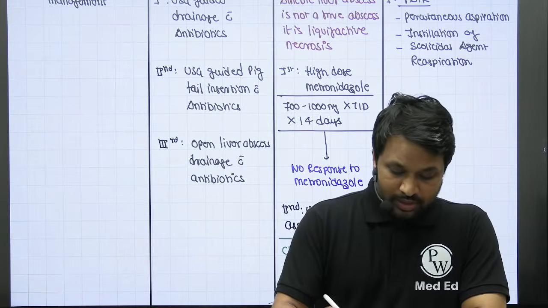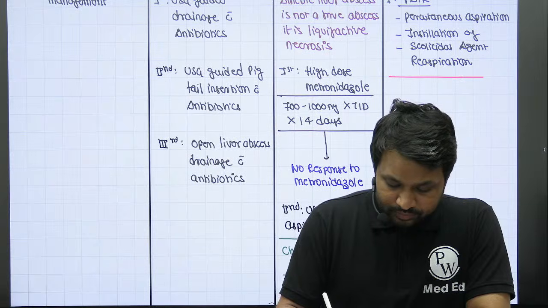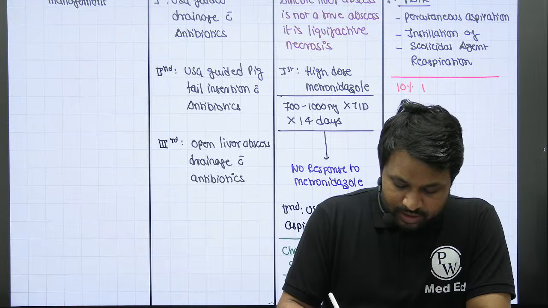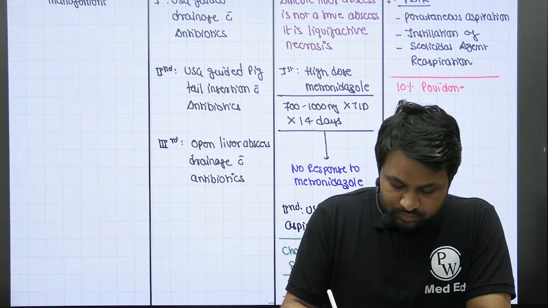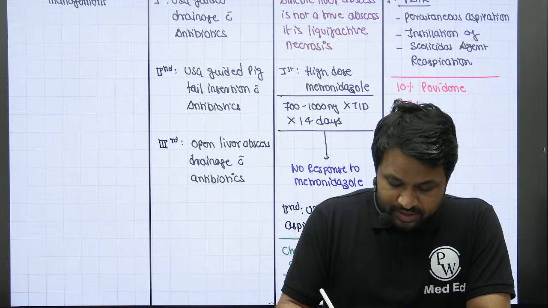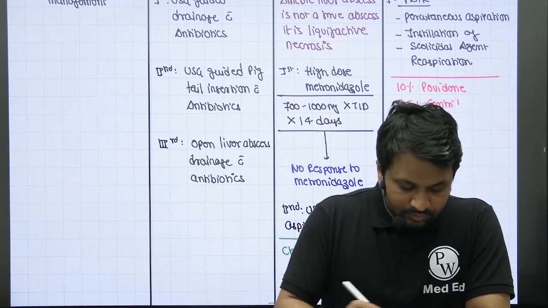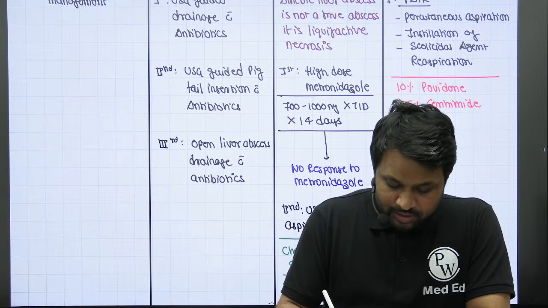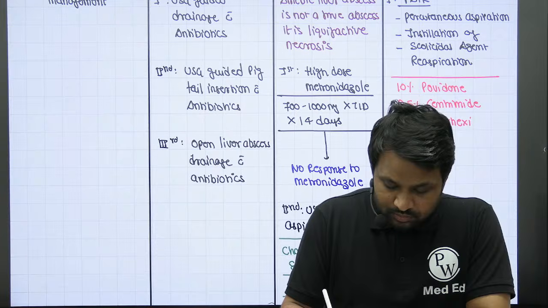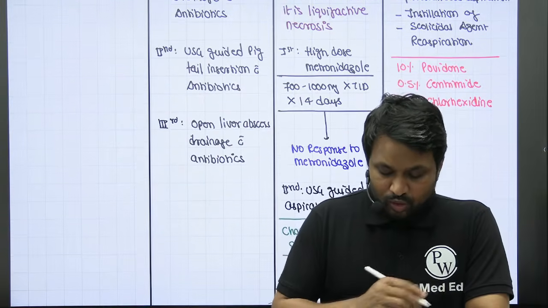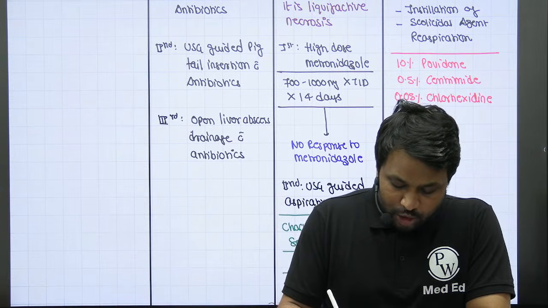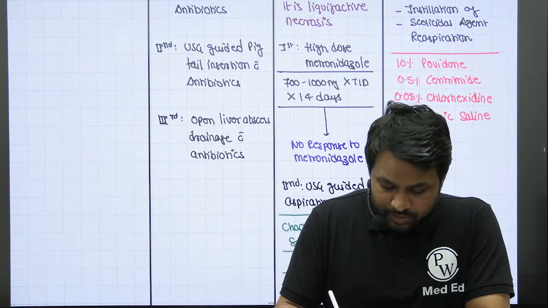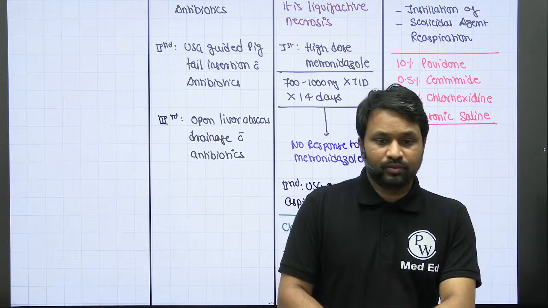Now we talk about what are the scolicidal agents that we have. The scolicidal agents that we have are going to be 10% povidone, 0.5% cetrimide, 0.05% chlorhexidine, and hypertonic saline. That's your PAIR therapy.